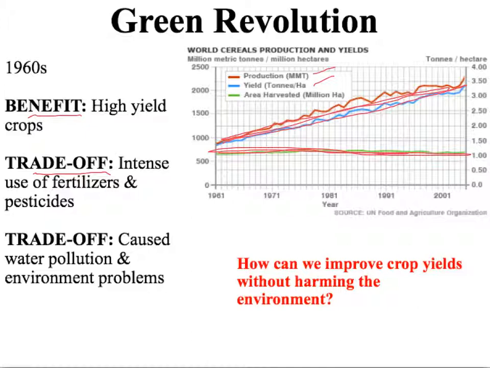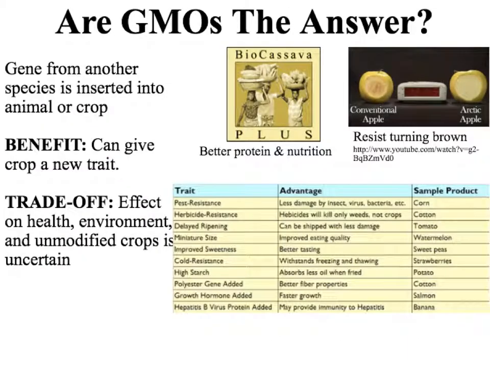But what's the trade-off? Well, use of these fertilizers and pesticides to help plants grow and to kill pests that are eating the crops cause water pollution and other environmental problems. So when you think about sustainability, the ability of us to use resources today without using them up so that people can still use them tomorrow, the Green Revolution poses a sustainability challenge.